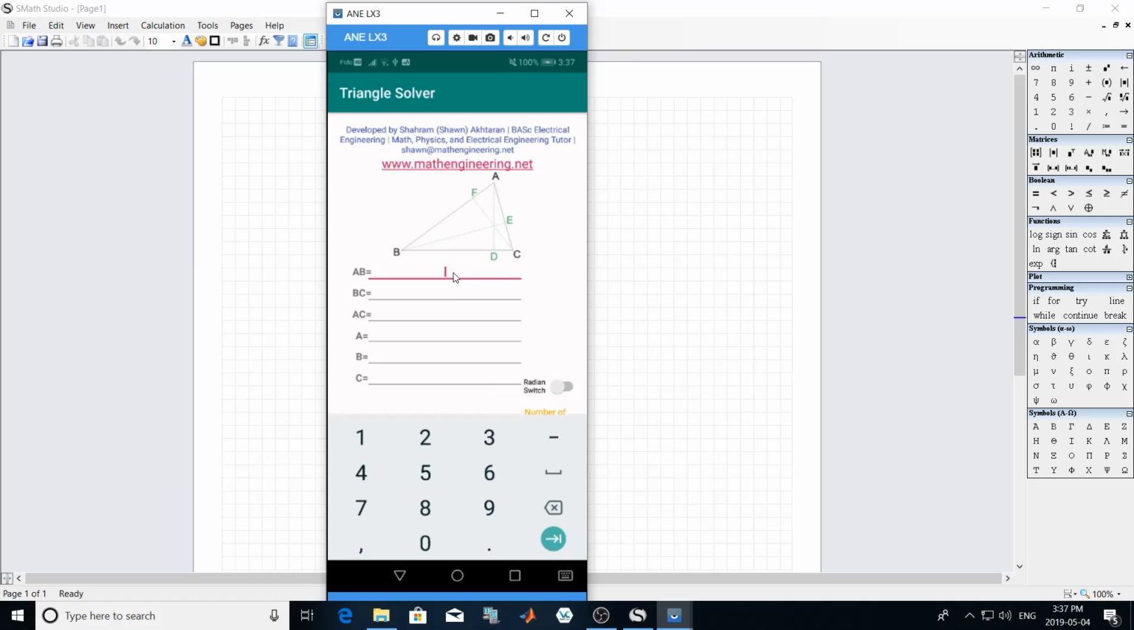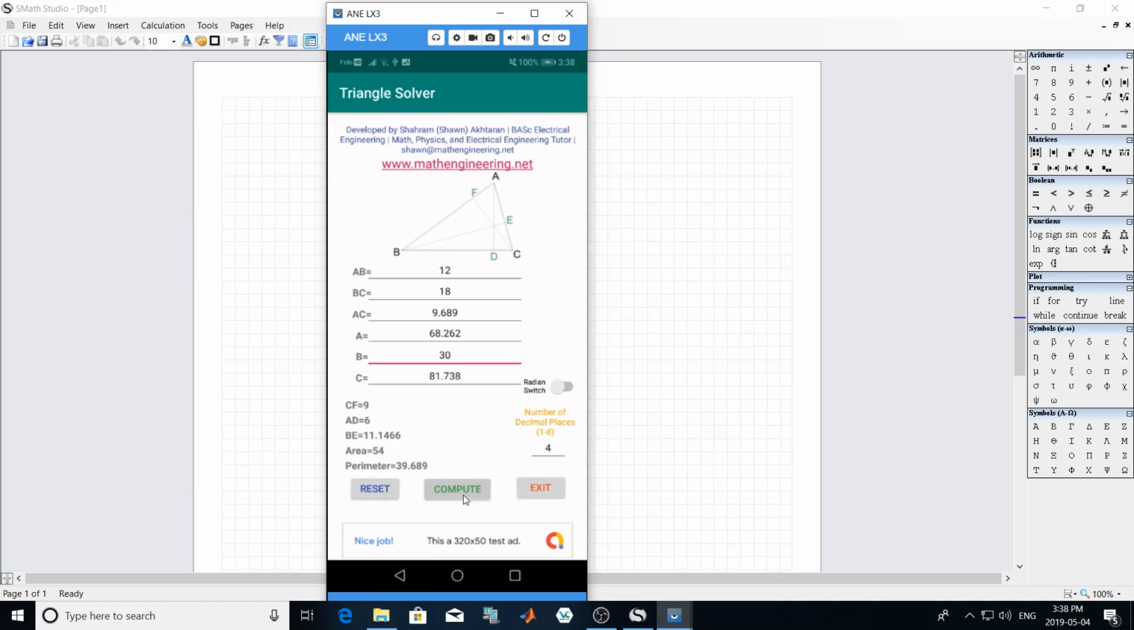Let's say, for example, AB is 12 centimeters, BC is 18 centimeters, and the angle between them, which is angle B, is 30 degrees. Again, all we need to do is to press the compute button, and it would solve the triangle for us. In this case, area is 54 centimeters squared.